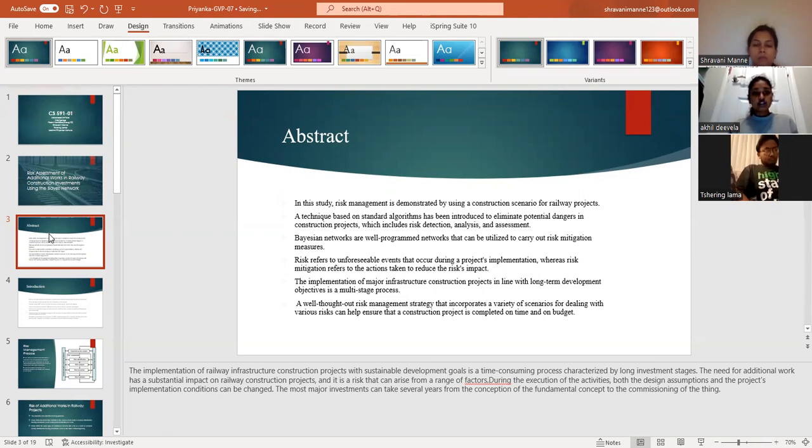The implementation of these major railway infrastructure construction projects in line with long-term development objectives is a multi-stage process which takes a long period of time. So there should be a well-defined risk management strategy plan which incorporates a variety of scenarios for dealing with various risks, which can help ensure that a construction project is completed on time and within budget. Coming to the introduction of this railway project, next slide.